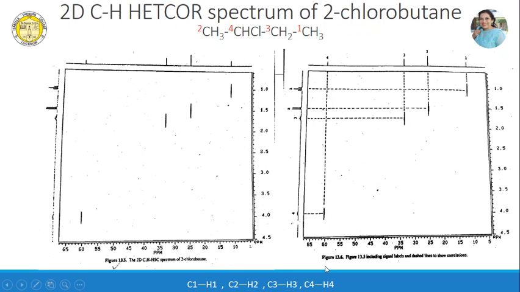So the correlation which is coming out from this spectra is that carbon atom 1 is attached to proton 1. Carbon atom 2 is attached to proton 2, carbon atom 3 is attached to proton 3, and carbon atom 4 is attached to proton 4. This is the information which I have got from this Hetcor spectrum of 2-chlorobutane. We will see further how we analyze it.